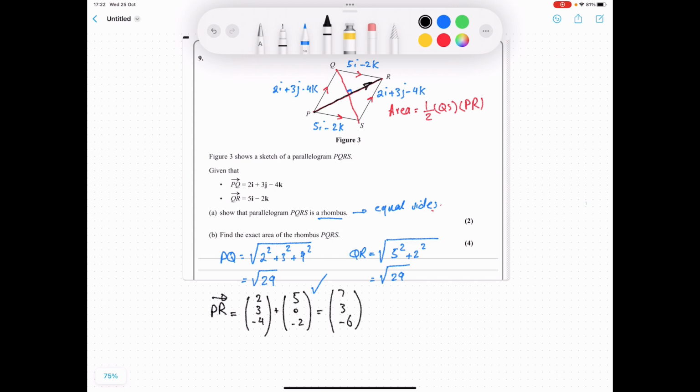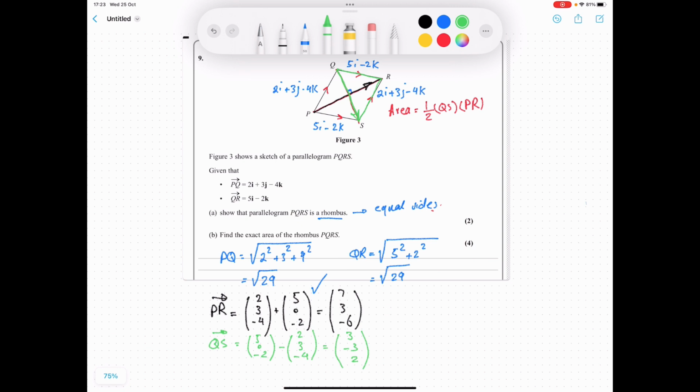Now I need to find vector QS. For finding vector QS, it is going to be vector QR minus vector RS. So I'm going to write it here. QS is equal to 5, 0, minus 2, minus 2, 3, minus 4, because you saw that we moved opposite the direction of the vector SR. So therefore the column vector would be equal to 3, minus 3, and 2.